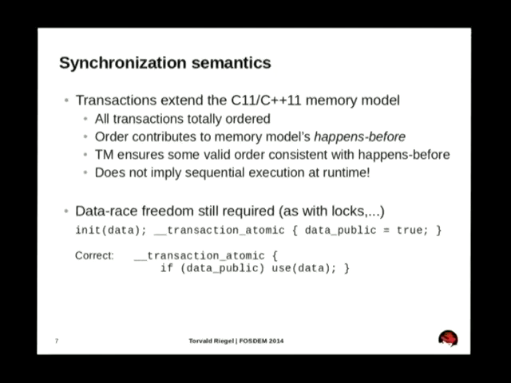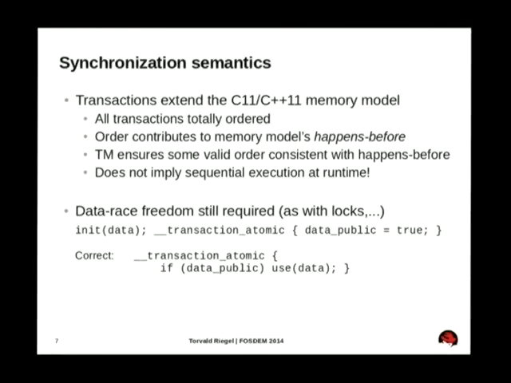And the basic guarantee is that all transactions are totally ordered. And this order contributes to the happens-before relation. Happens-before is basically the relation that models what happens ordered after what other thing in your program if you have a multi-threaded execution. And the TM implementation ensures some valid order that is consistent with happens-before for every execution. In other words, this means that one transaction happens after the other, and it makes sense with respect to the other synchronization going on in the program. So with the intuitive meaning, it's actually pretty easy to understand, right?